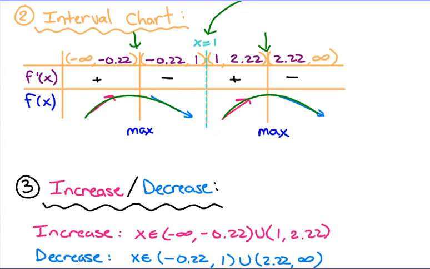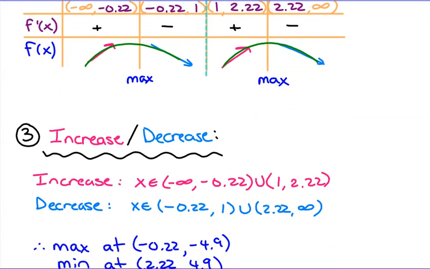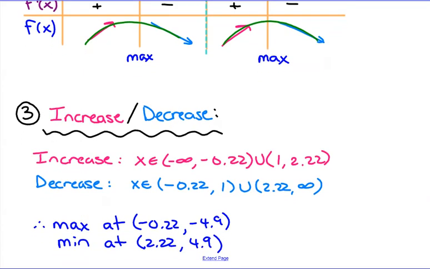So the increase and decrease regions are from negative infinity to negative 0.22 and 1 to 2.22 for the increase. Decrease is from negative 0.22 to 1, and then also 2.22 to infinity. And if you wanted, again, you could find those maximums and minimums by taking the x values here and subbing them into your original equation.